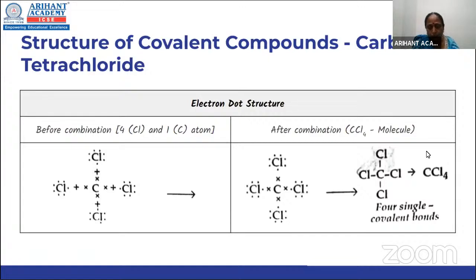And how many X and dots can we see? We can see 4. Carbon surrounded by 4 X dot. X is the electron of carbon. Dot is the electron of chlorine. And obviously on all the 4 sides, we are getting 4 single covalent bonds. Actually, there are 8 electrons which are shared, but in different directions. So we call it 4 single covalent bonds.